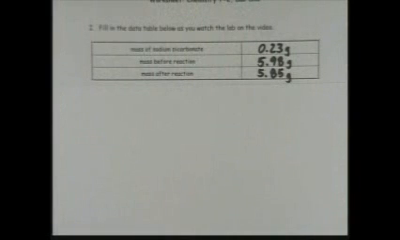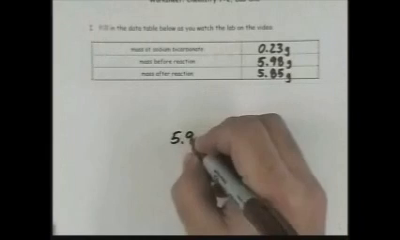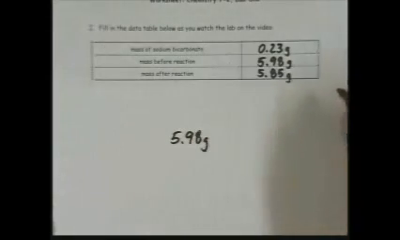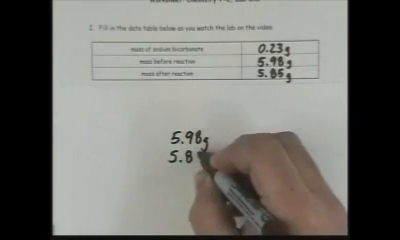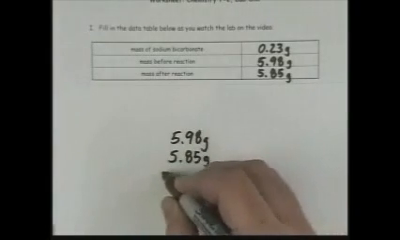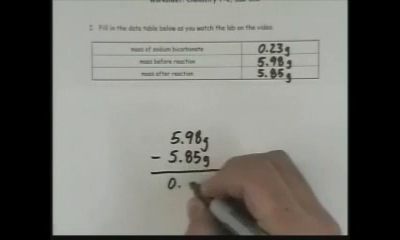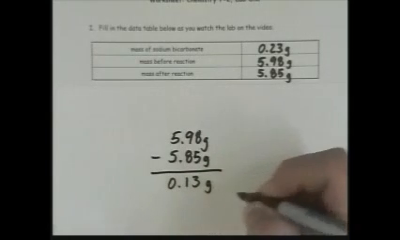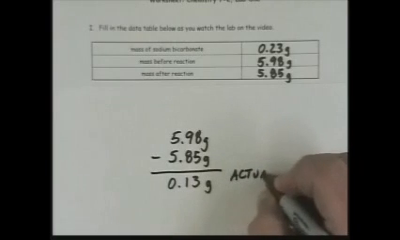We can look at our data to figure out the actual yield of carbon dioxide. The mass before the reaction was 5.98 grams, and the mass after the reaction was 5.85 grams. We can subtract to find the amount of carbon dioxide that bubbled away. This amount is 0.13 grams. This is the actual yield.